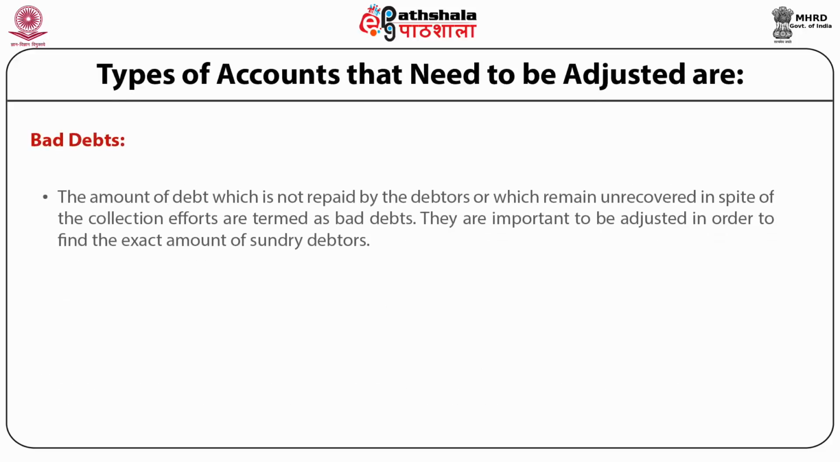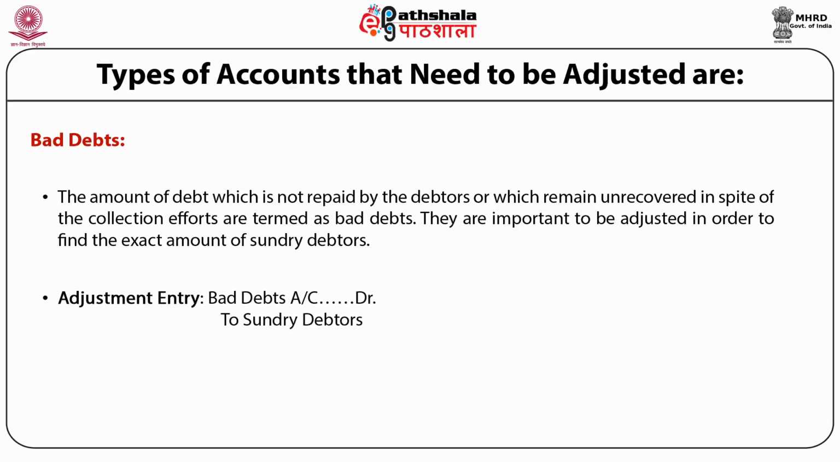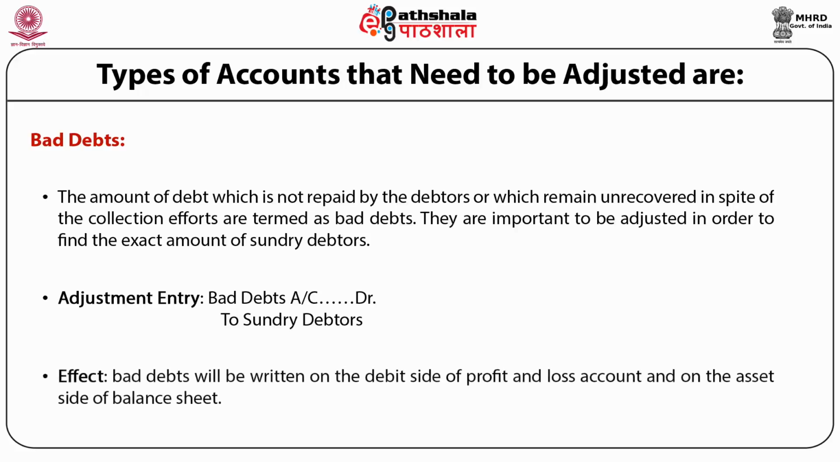Bad debts. The amount of debts which is not repaid by the debtor, or which remains unrecovered in spite of the collection efforts, are termed as bad debts. They are important to be adjusted in order to find out the exact amount of sundry debtors. Now, what is the adjustment entry? The adjustment entry will be bad debts account debited to sundry debtors.